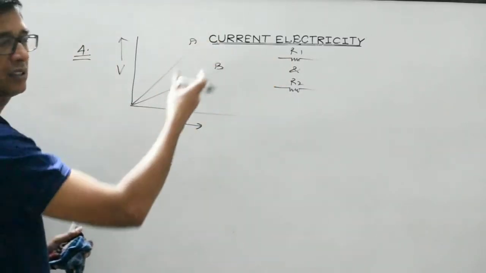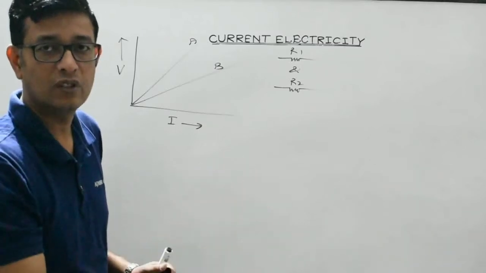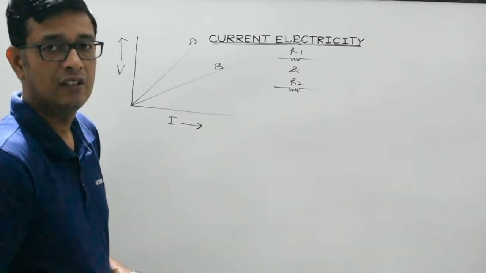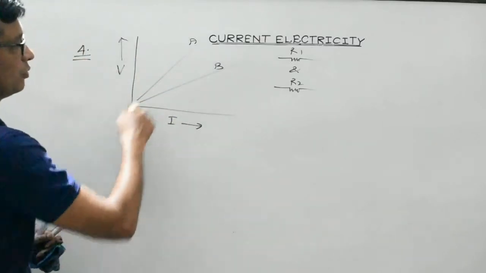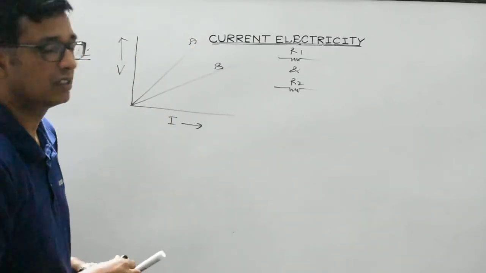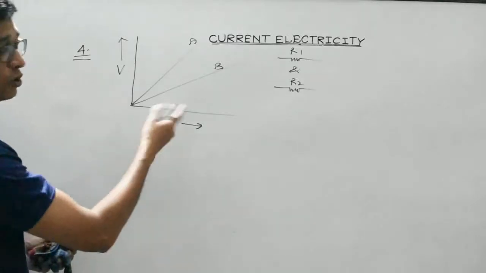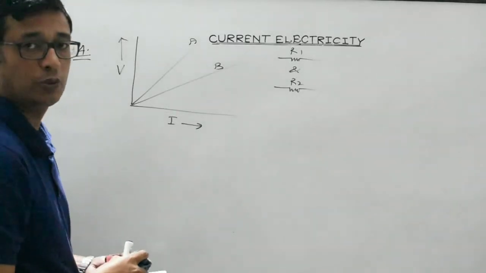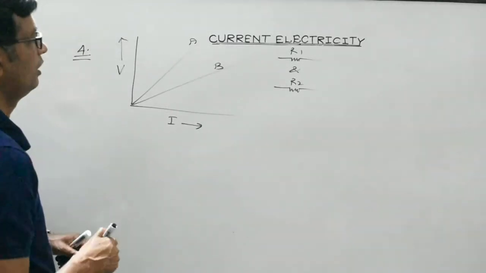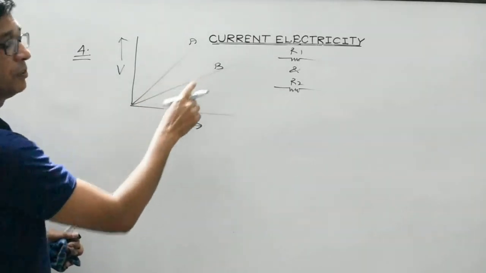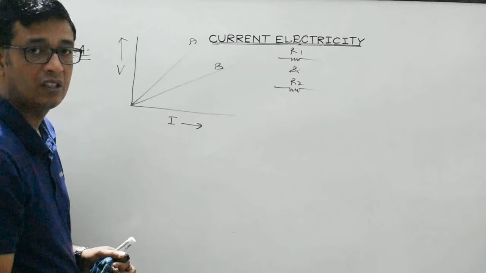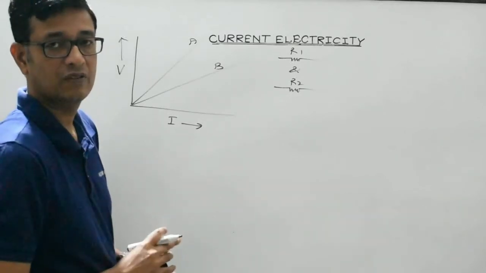In both the cases, it would be a straight line inclined towards the horizontal axis, isn't it? V and I are both linearly dependent on each other. Therefore, the graph would be a straight line. We have discussed it, right? Since Ohm's law is assumed to be obeyed strictly. Now, my question is, which of these two, A and B, represents series combination and parallel combination?